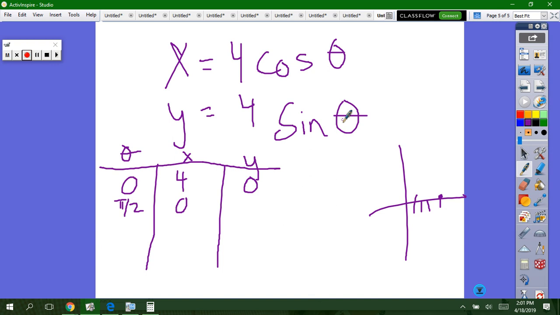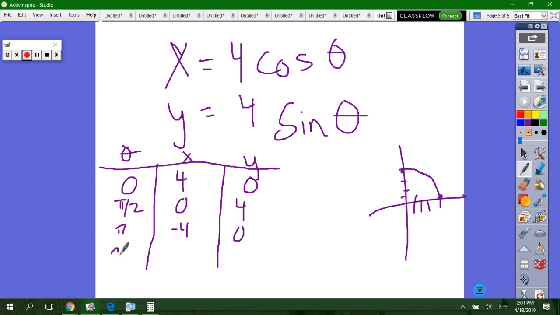Okay. Sine of pi halves is 1. 1 times 4 is 4. Notice we're still kind of showing a direction, aren't we? Because notice we started here, we went to there. And then I'm going pi, and I get -4, and I get 0.